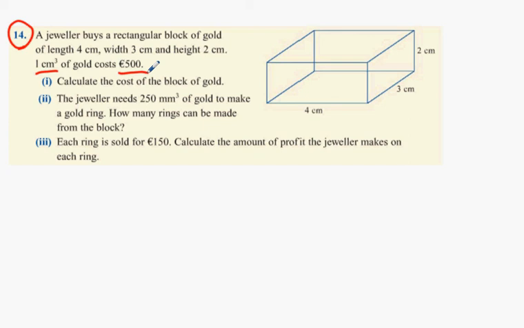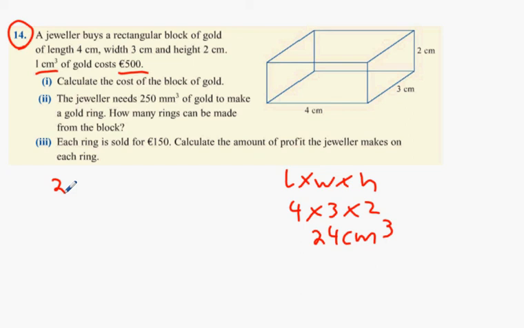1 centimeter cubed costs it, right? So what I do is length by width by height, which is 4 by 3 by 2. 24 centimeters cubed is the size of this block. Every centimeter cubed costs you €500. So you're going to multiply 24 by €500, and what do you get? I'm pretty sure it's 12,000? Okay, 12,000. This costs me €12,000 if that was made of gold.